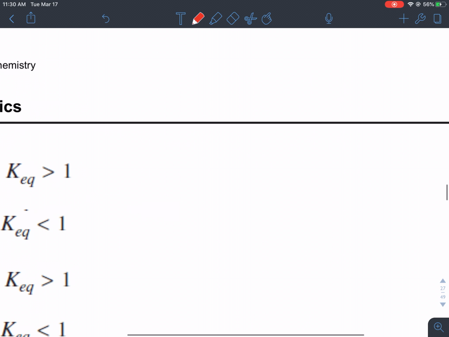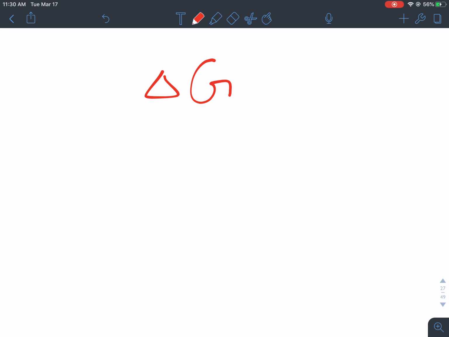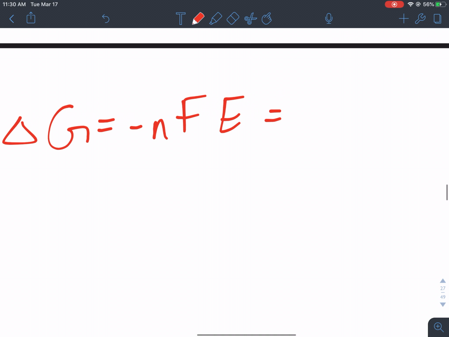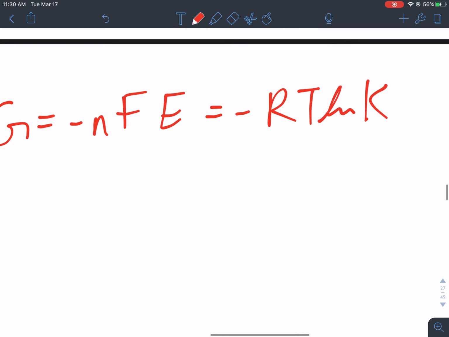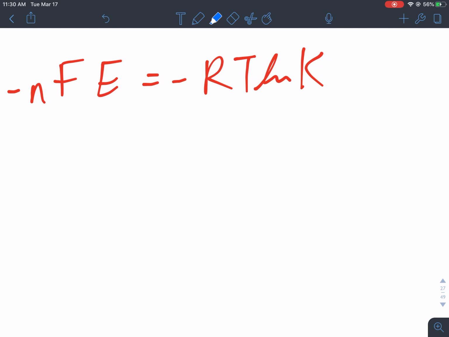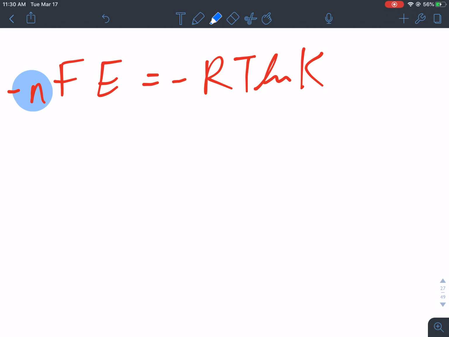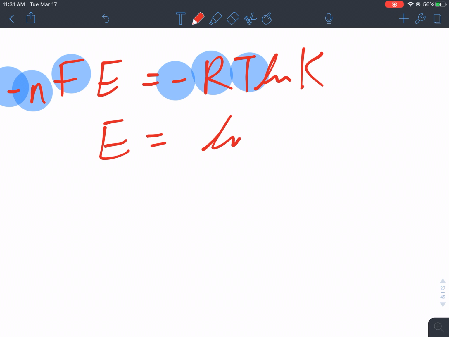So, okay, let's explain this, just so I don't get a lot of people confused. Delta G is equal to negative nFE, right? But delta G is also equal to negative RT ln K. So these two can be equal to each other because they're both equal to delta G, right? Now, this is a positive number. This is a positive number. This is a positive number. The negative and negative cancel out. So really, you're just wondering what's E compared to ln K.